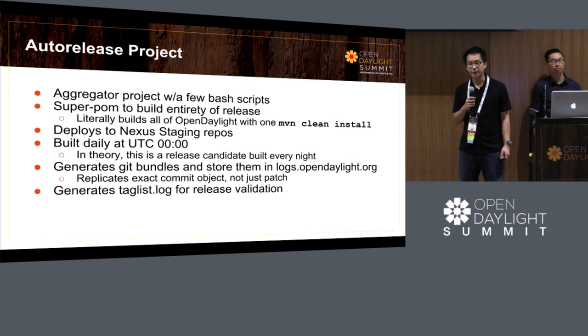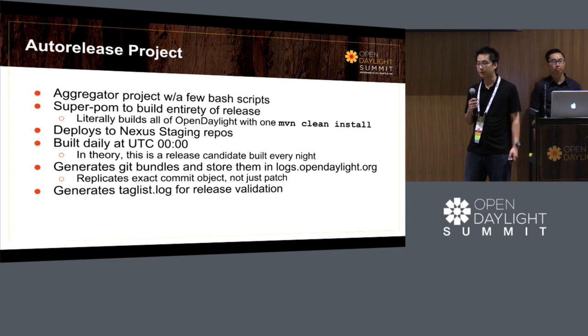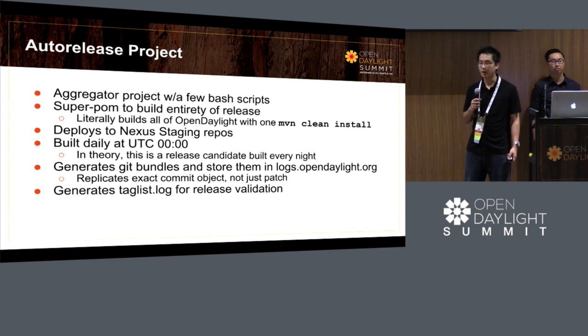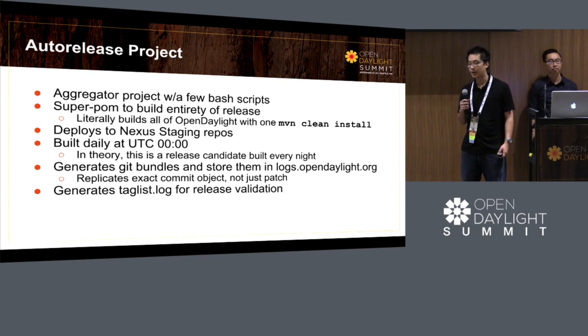The Autorelease build also produces what's called a Git bundle for every single project. And we're able to use that to construct a byte-equivalent commit to what is built by the Autorelease project during its build. So we use that later on when we're actually releasing to ensure that we're releasing exactly the same Git commit that was used by Jenkins to produce the release, and we also tag that as well.